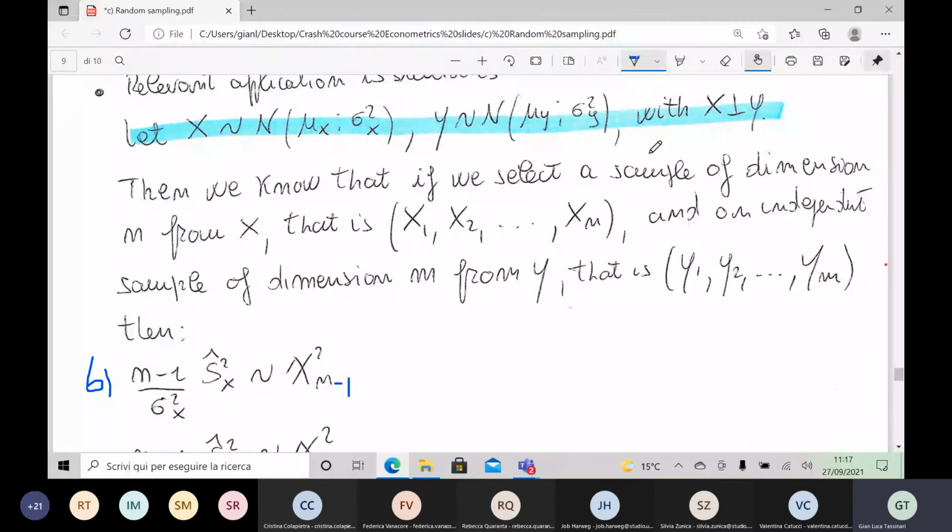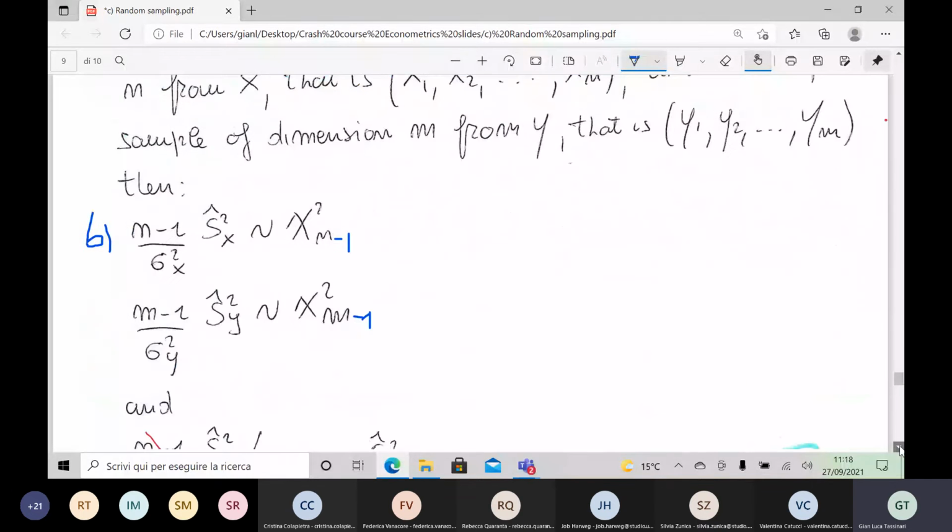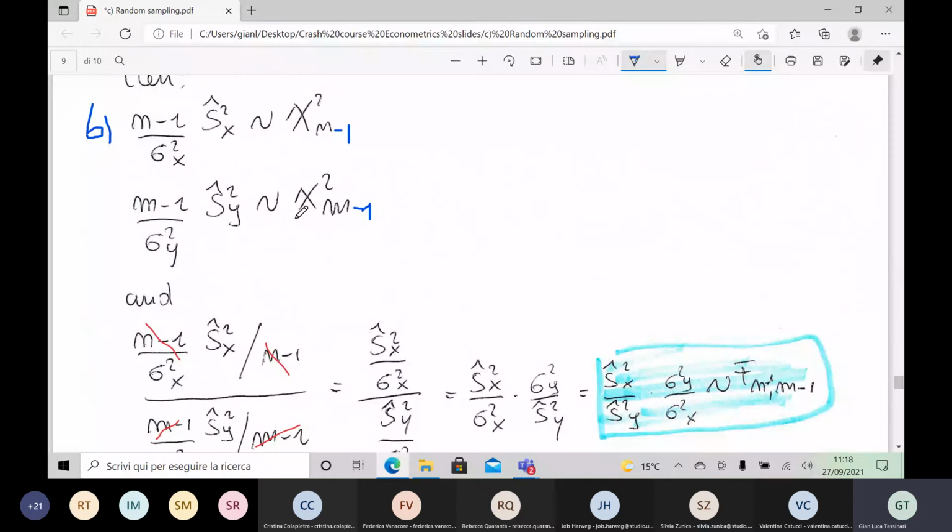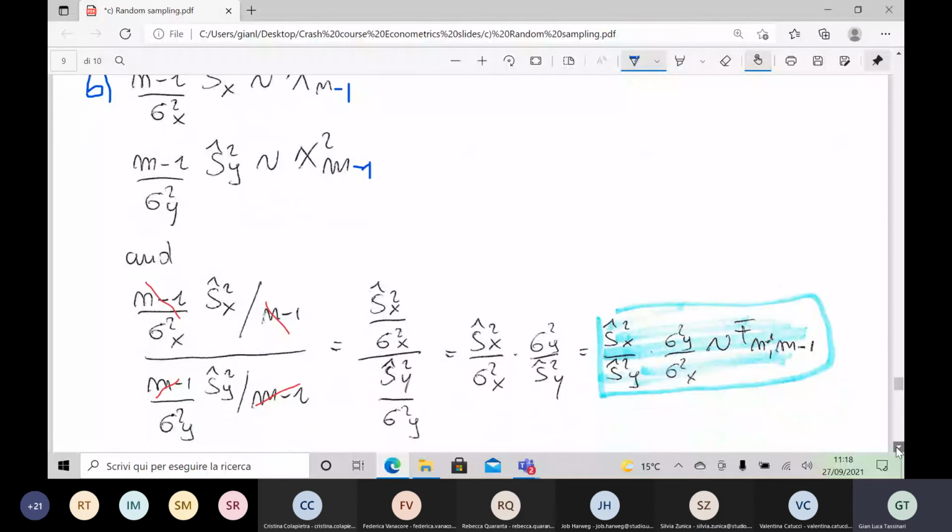Guys, additionally, since these two samples, X and Y, are independent, also the unbiased sample variance of X and the unbiased sample variance of Y are independent. Okay? These and these are independent. Let me see if I wrote it below. Oh, I didn't write it, so I add it here. I'm explaining, but I forgot to write it.